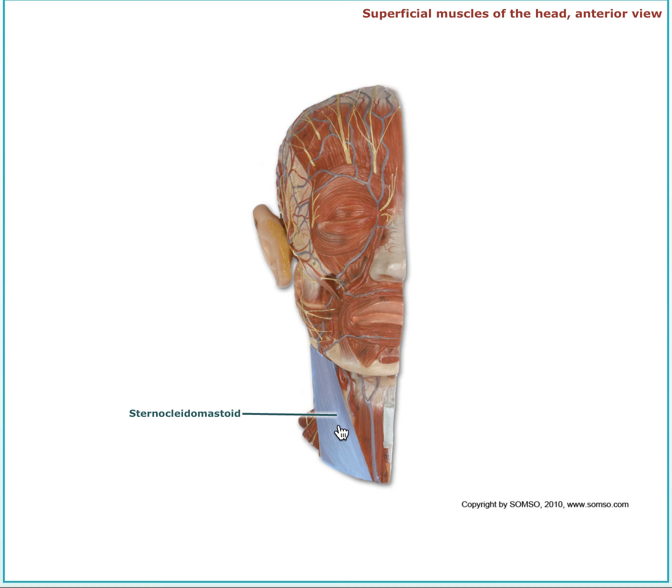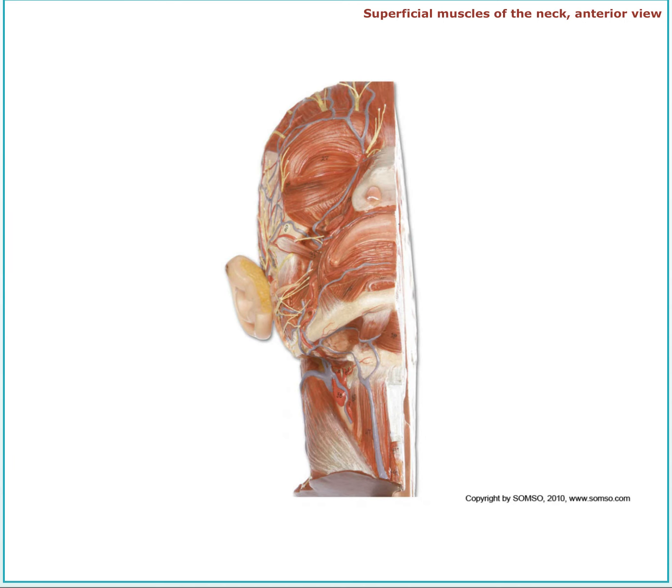Sternocleidomastoid, that's the big one. And then if it's massacring the food, it's the masseter. What else do we have? It's pretty much the same thing over and over again.